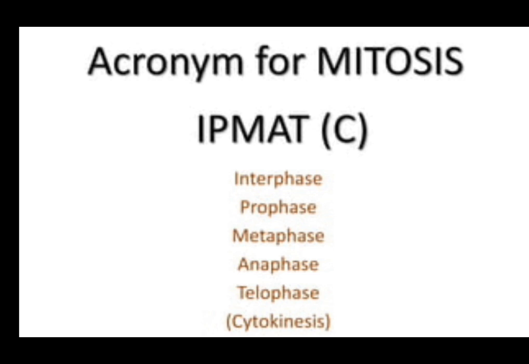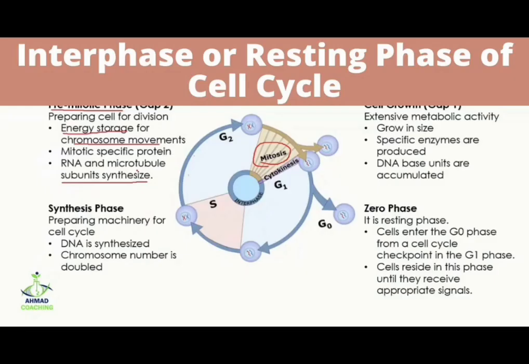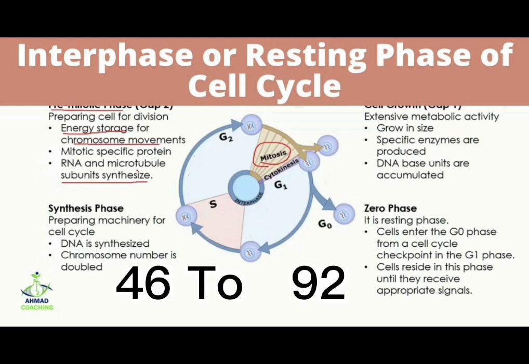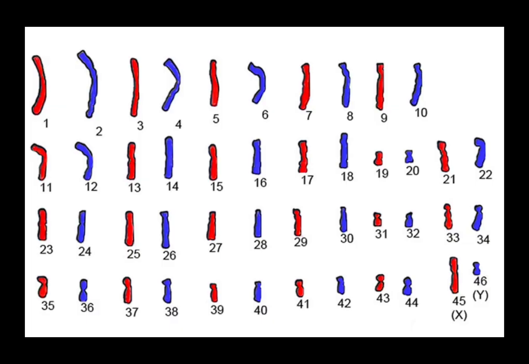So the first phase we are going to talk about is the interphase. The interphase is also called the resting phase of cell division. This is because cell division does not actually occur in the interphase. What occurs in the interphase is what we call replication of genetic material, or rather doubling of genetic material. What this means is that the total number of 46 chromosomes in the human cell will be doubled into 92 chromatids. So how are these chromosomes doubled?